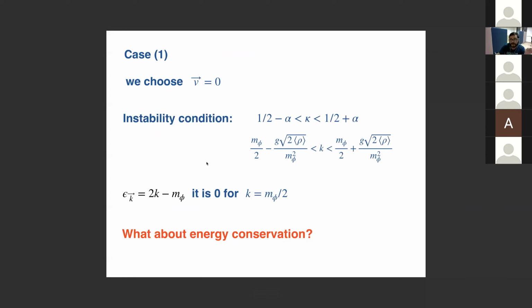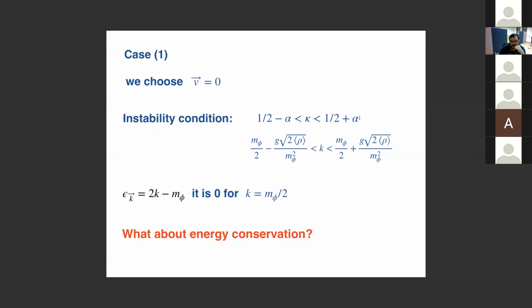Okay, for case 1, I want to recall that case 1 is when the initial field is massive and the produced particles are massless. Then in this case, the instability condition is similar to the axion problem or what happened in preheating, when we have this field which oscillates harmonically in time, and this is homogeneous.